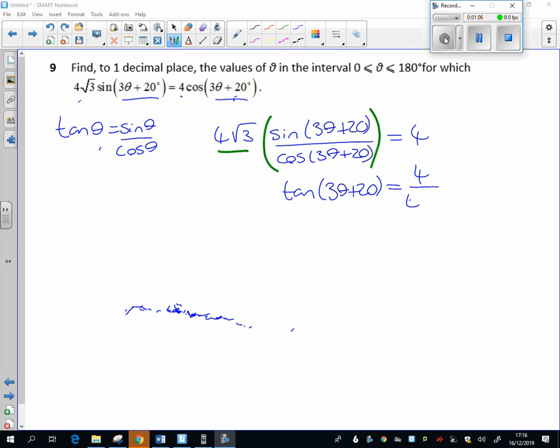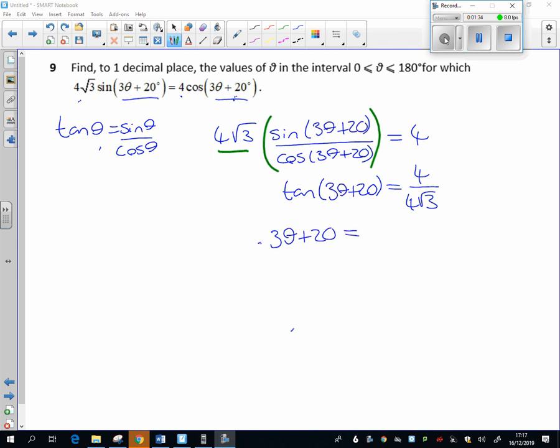If you put that into your calculator, it will automatically rationalize the denominator for you, but I don't really need that, so I'm just going to put that straight into my calculator. So 4 over 4 root 3, or 4 root 3 over 12, which would be, I think, 1 over 3 root 3. No, sorry, something like that anyway. Right, so I'm going to inverse tan that, and that's going to give me values of 3 theta plus 20.